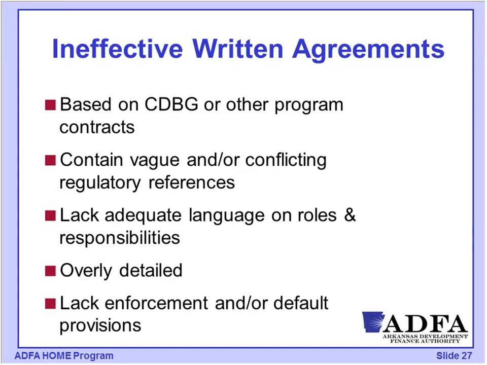Some of the ineffective written agreements: when the HOME program first came about, they were looking for written agreements, and many people simply turned to the Community Development Block Grant Program, CDBG, or other programs they had in place and simply borrowed one of those agreements. So if they don't have the right HOME requirements and the right regulatory references, then they're not going to be effective. Also, anytime we have either conflicting regulatory references or we just have vague language in our written agreements, it's going to cause them to be less effective.